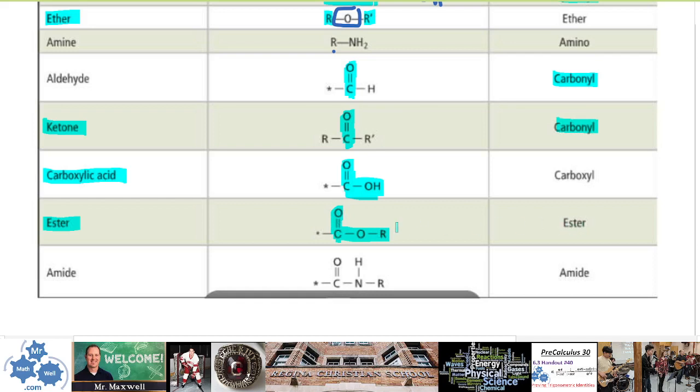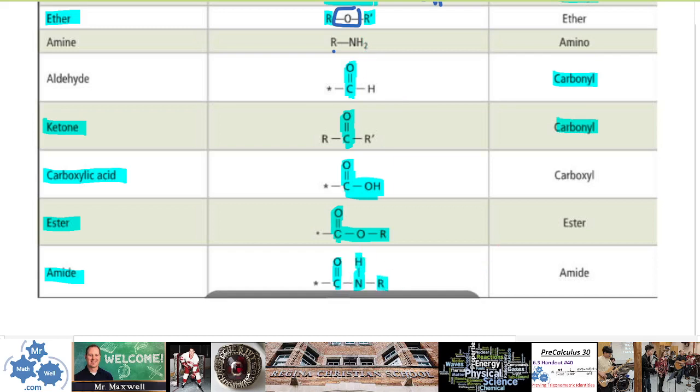So, and finally, the amide group, different than the amine, but similar. The amide does have this C doubly bonded to O. That's pretty common in a lot of these, isn't it? And then it has an NH here. Just an N with one H, not an N with H2 like amine, but N with just one H, and then another carbon group.